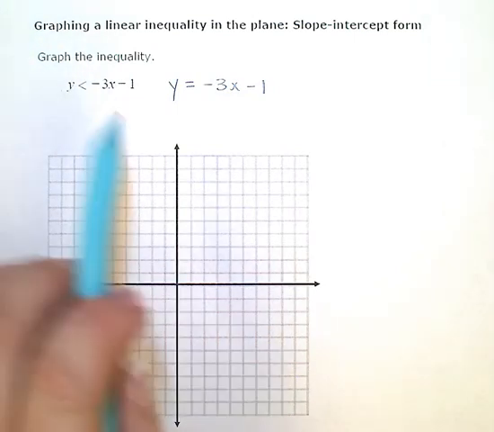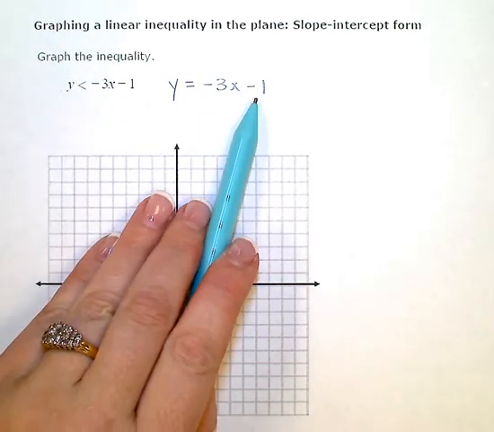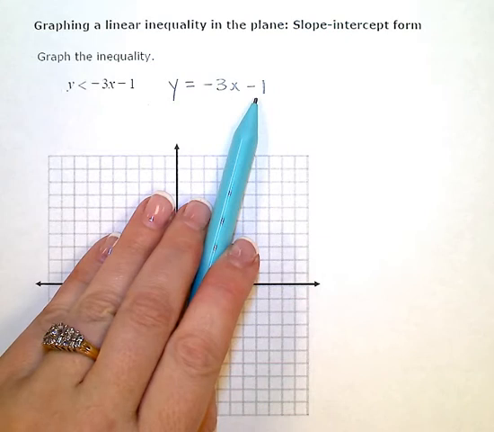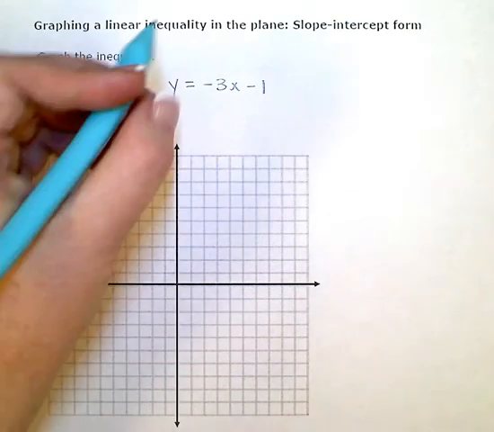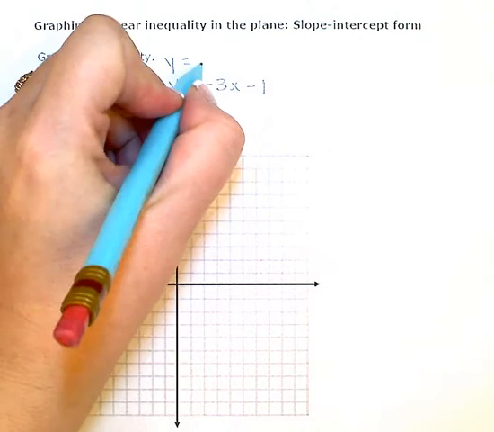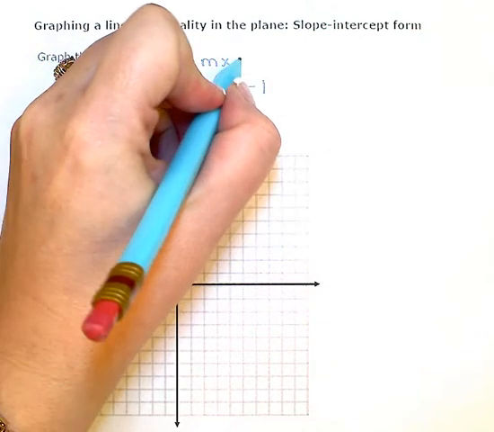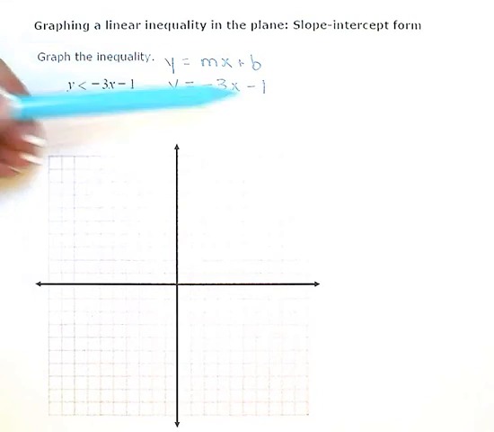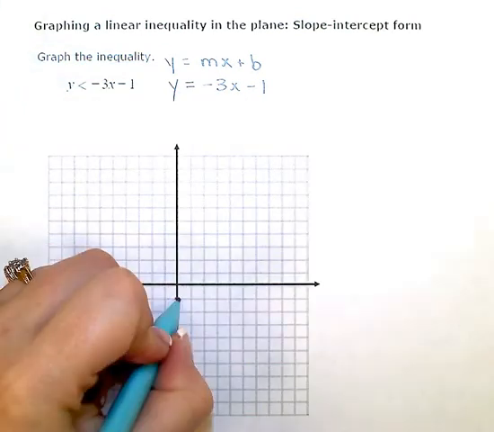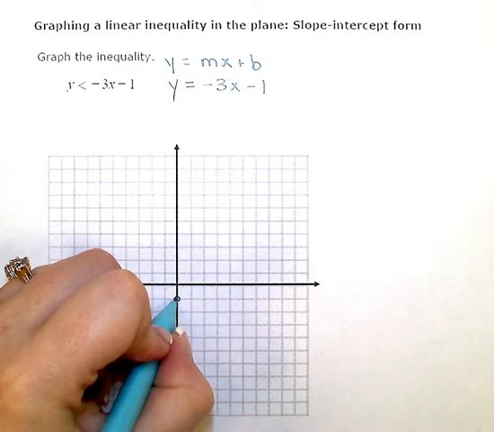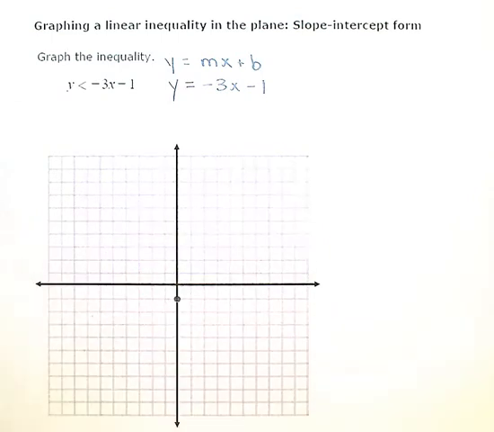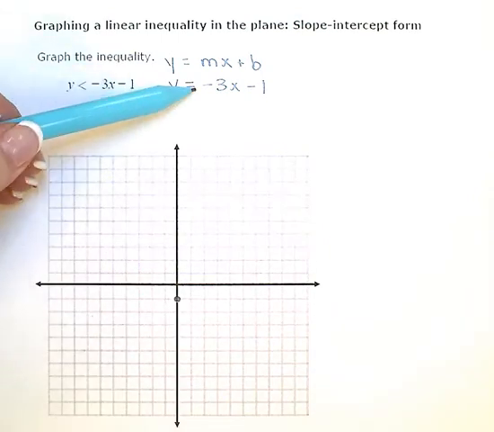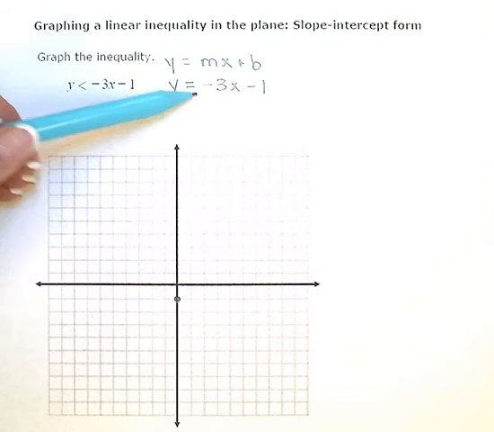This is in slope-intercept form, so I'm going to start with the y-intercept, the negative 1. Slope-intercept form is mx plus b. My y-intercept, or my b value, is negative 1. So I'm going to put a dot on my y-axis at negative 1. And then my slope, or the m value in this equation, is negative 3.